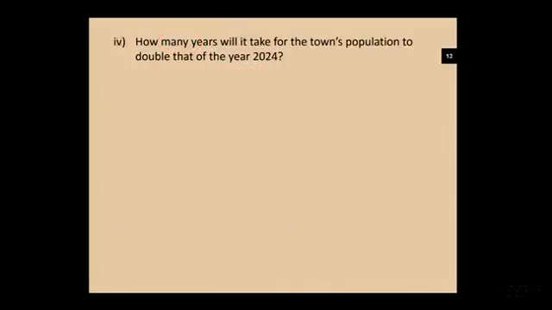And then it says how many years, because this is the fourth part. Again, I circle that and say to myself, they want me to find T again. And this time it says, will it take for the town's population to double that of the year 2024? So back to the population in 2024. What was our population in 2024? Can someone call it out for me rather than me go back to that slide?